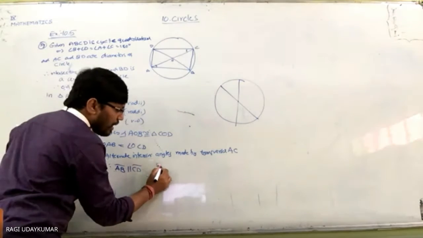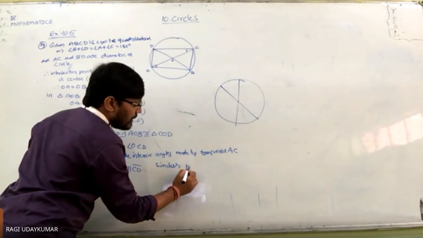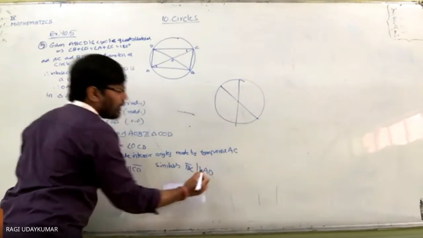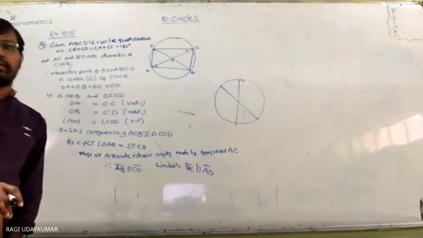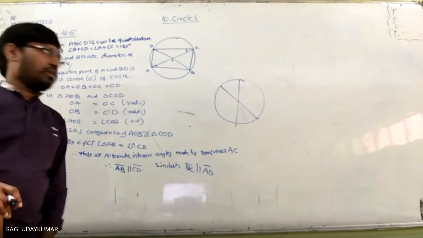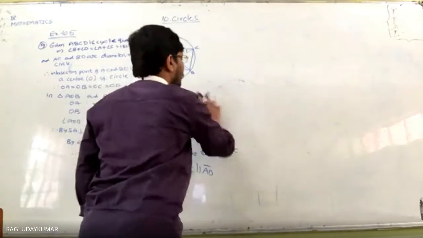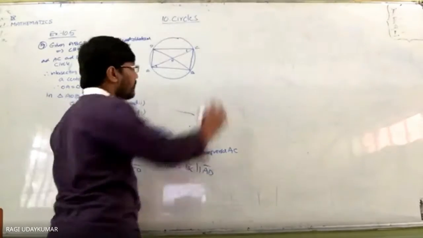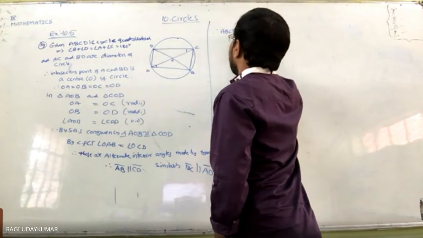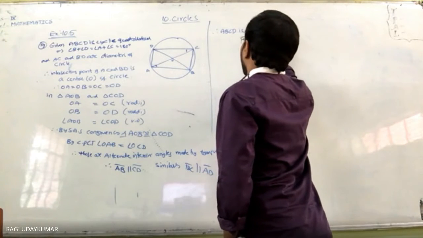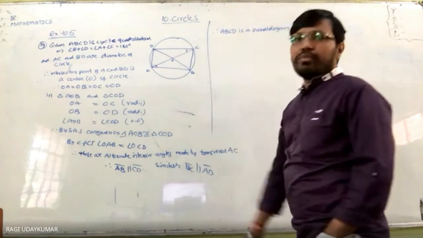So similarly, BC is parallel to AD. Similarly, you can write. Same way you can prove it. These two are parallel. Isn't it? Therefore, you can say that ABCD is a parallelogram. So in a parallelogram, opposite angles are equal.